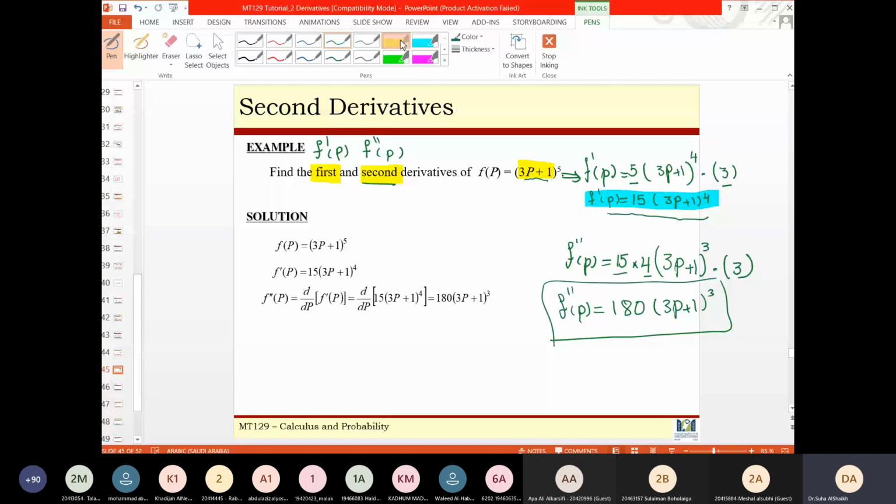Here we go. What minus 3? Huh? This is the 3 with the 4 with the 15, it's 180. Okay, there is no minus 3, it's plus 3.